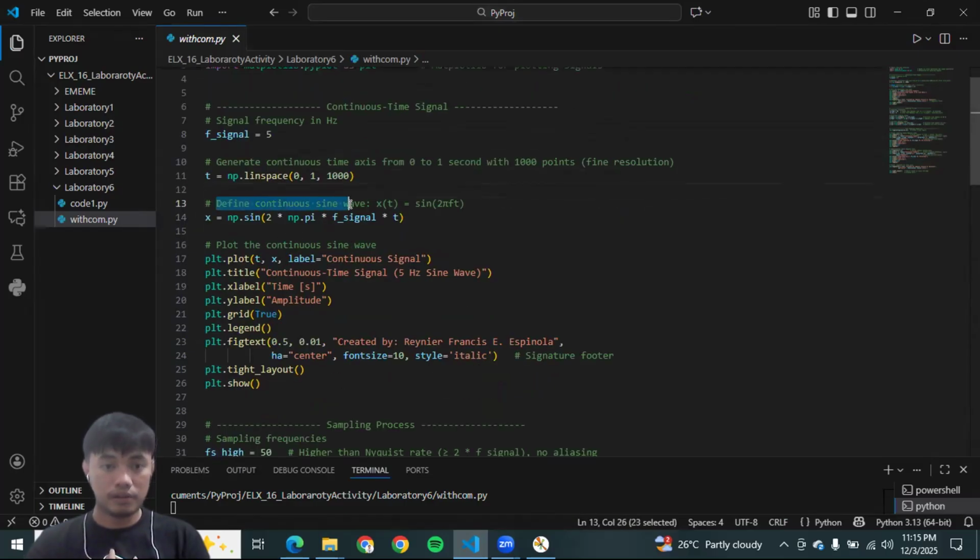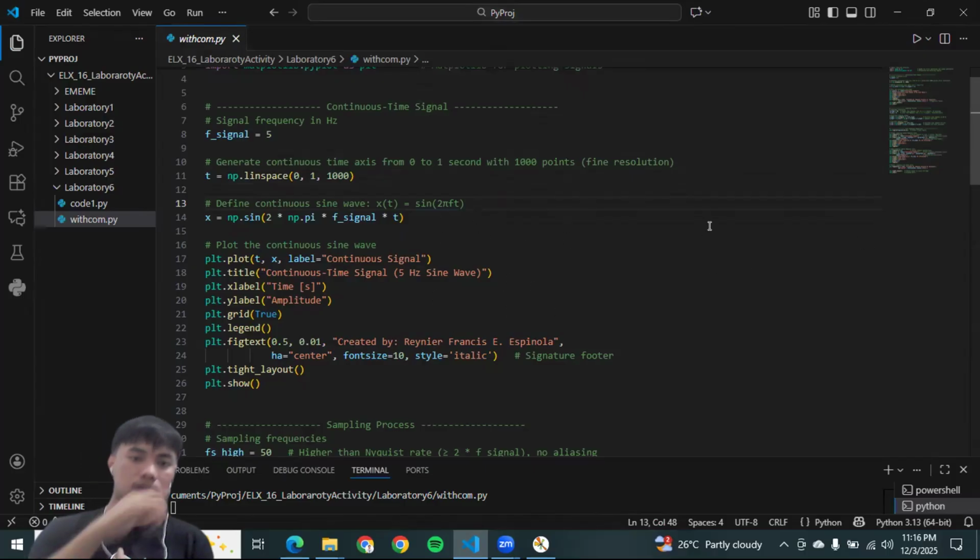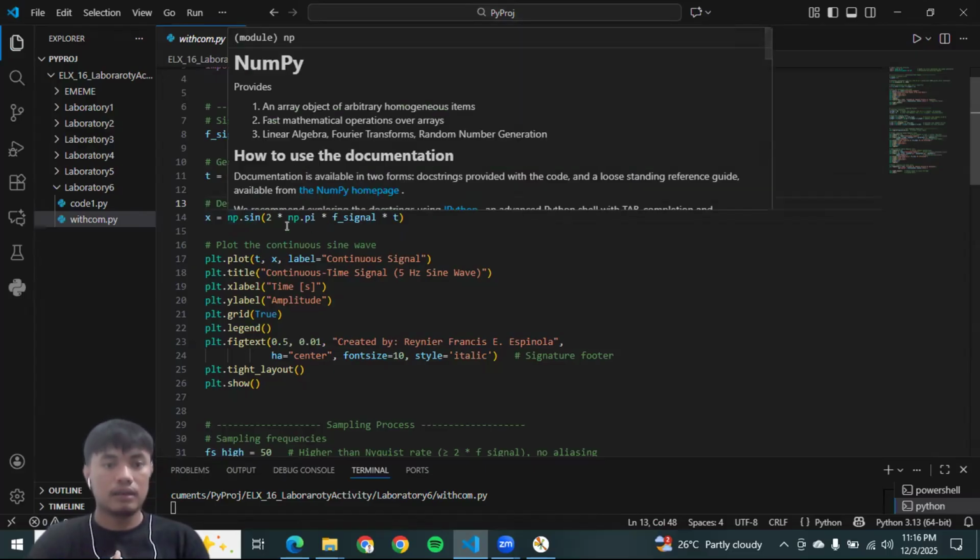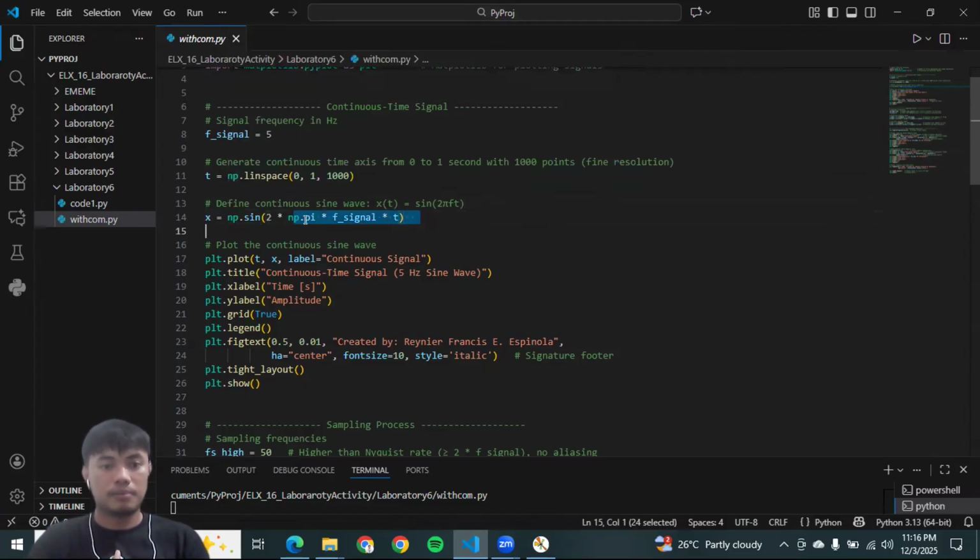We need to define the continuous sine wave, x of t equals sine 2 pi frequency times time. To represent that in code, we use the variable x equals sine of 2 times pi times the frequency of the signal, which is 5, times t. Here t is the time axis from 0 to 1 second with 1,000 points.